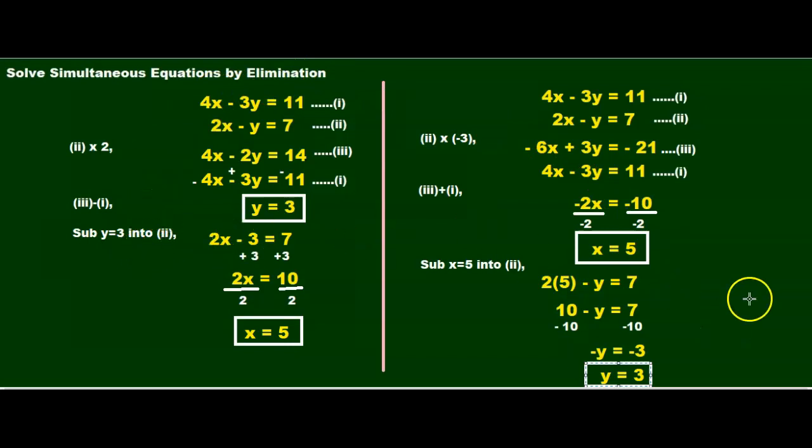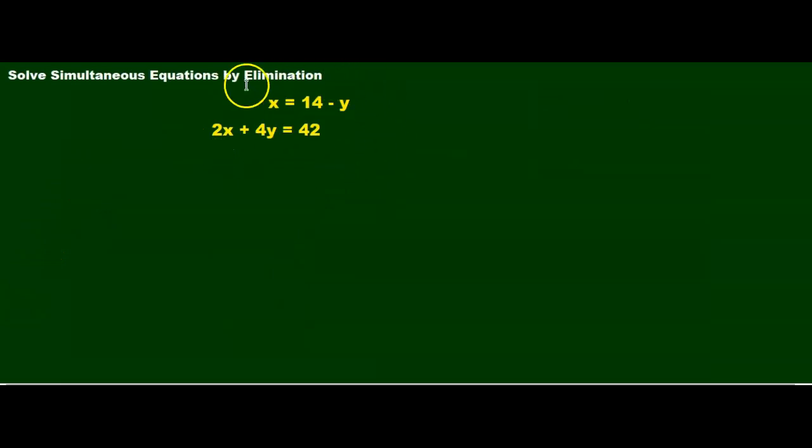We should always get the same answer. It shouldn't matter which way we do it. And when you have one equation in the form of x equals or y equals, it's really better to solve it by substitution rather than elimination. So in this case, I'm actually going to label my second equation 1, and you'll see why later on. I'm going to label this equation 1.